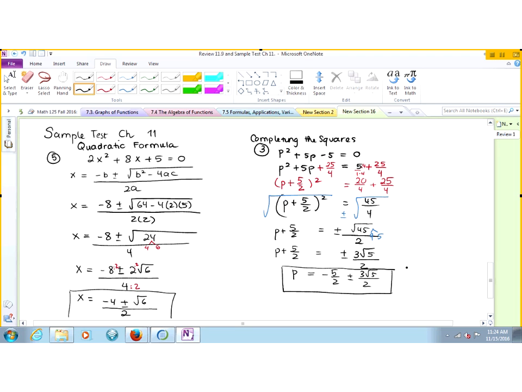Oh, really? Am I looking for a different sample test? Huh. Uh-oh, so I'm looking at the different sample test. Okay, yeah, I actually have it, but you guys remember how to do completing the squares? Yeah. Okay. I'm looking at the different sample tests, I guess. I'm so sorry.